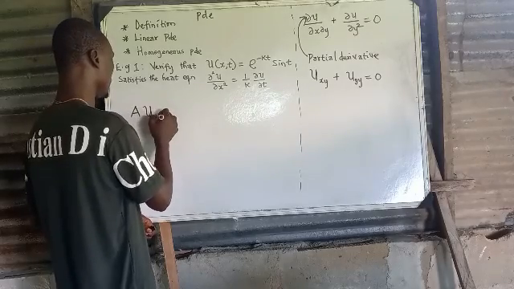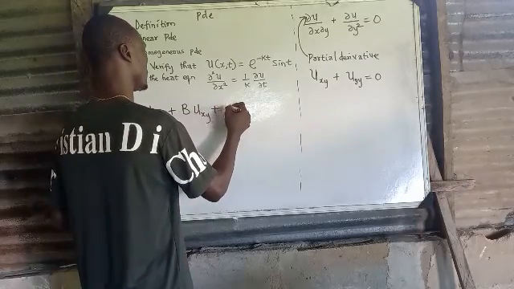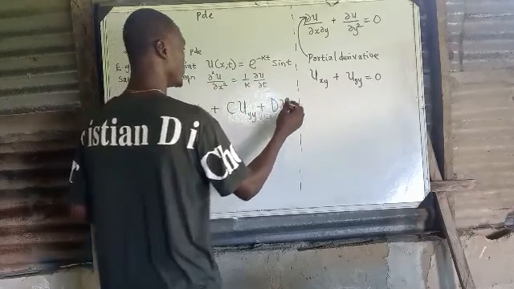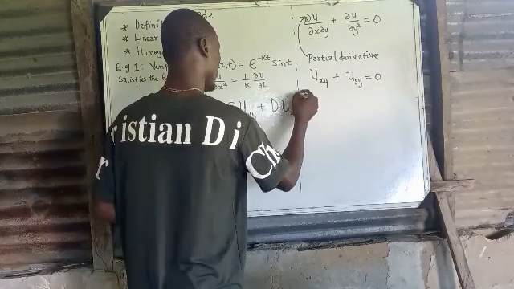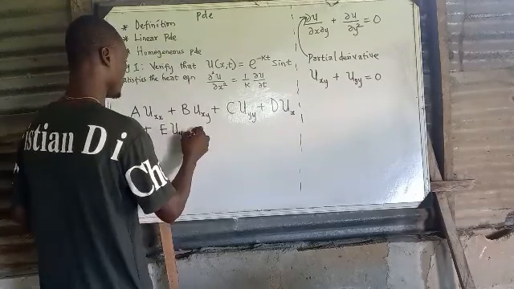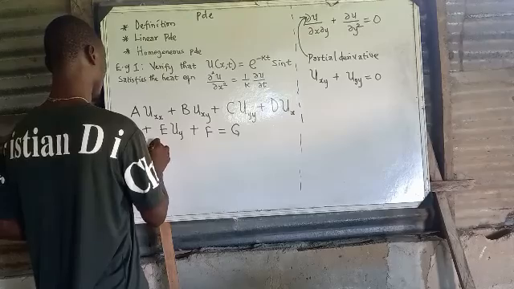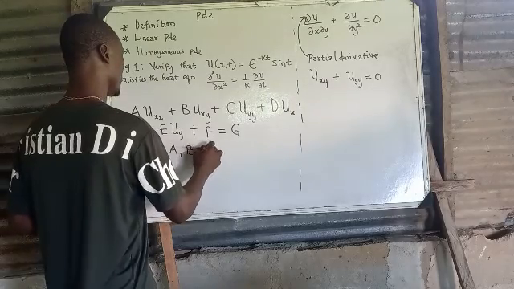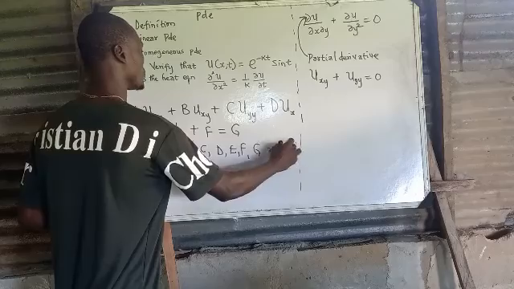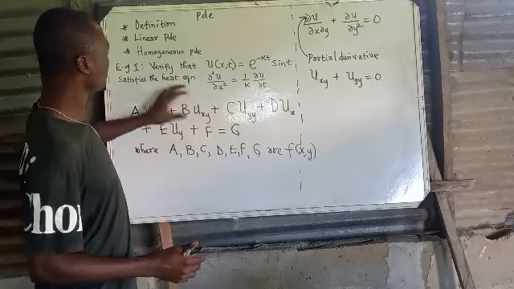A u xx plus b u xy plus c u yy plus d u x plus e u y plus f equals g, where a, b, c, d, e, f, and g are functions of x and y. Now, this is a differential equation.